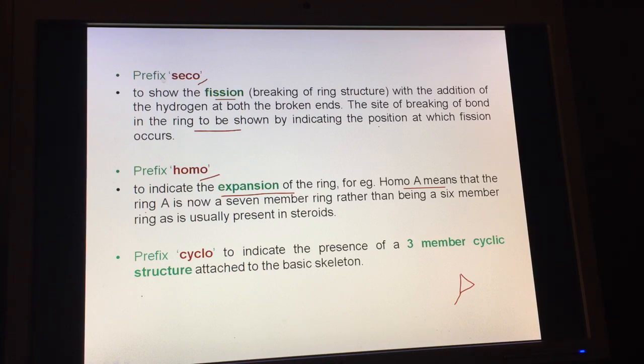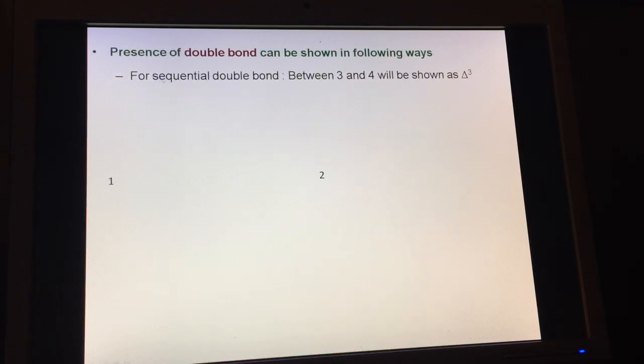Now, at the last of these features, we have a way of showing the presence of double bonds. Double bonds can be sequential and non-sequential. Sequential means it is between 2 carbon atoms whose numbering is sequential, like 8, 9, or 4, 5. Non-sequential means the double bond is present between positions which are non-sequential, for example position number 5 and 10. So, we have different ways of showing the double bond. The presence of a double bond can be shown in the following way.